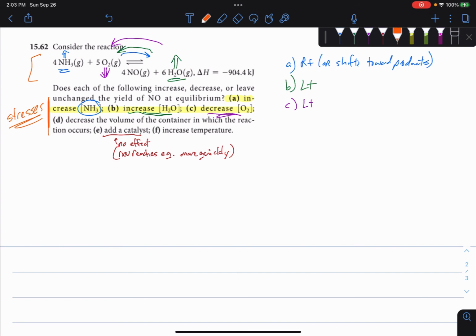The next one I want to do is to deal with temperature. I'm saving the most difficult one for last, which is that decrease in volume. Okay, so to address F there, increase in temperature, well, let's look at the enthalpy value. Okay, so we have a negative enthalpy value. Enthalpy is a state function of that equation. It's almost like a physical parameter describing the reaction.